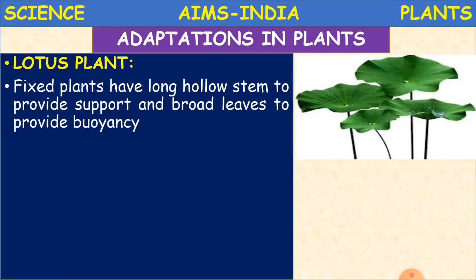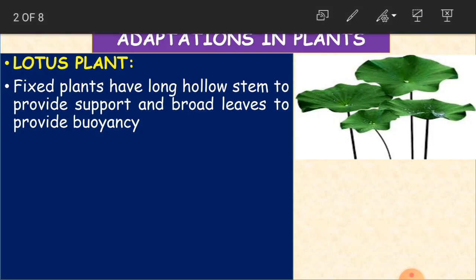Now, what about the lotus plant? It is a fixed plant which has a long hollow stem to provide support and broad leaves to provide buoyancy. So how is the lotus plant able to live? The lotus plant is an aquatic plant, children. It lives in water. As we learned, among aquatic plants there were floating plants, submerged plants, and also fixed plants. So the lotus plant comes under fixed plants.